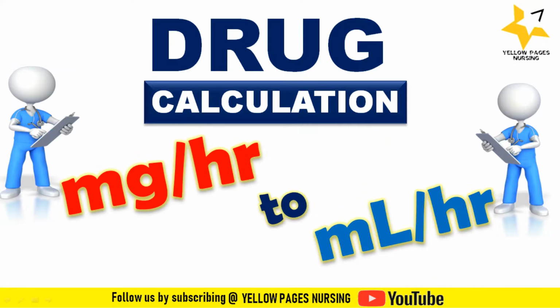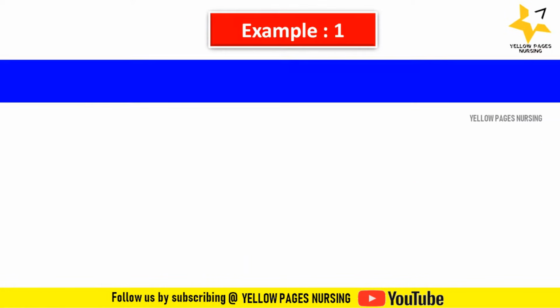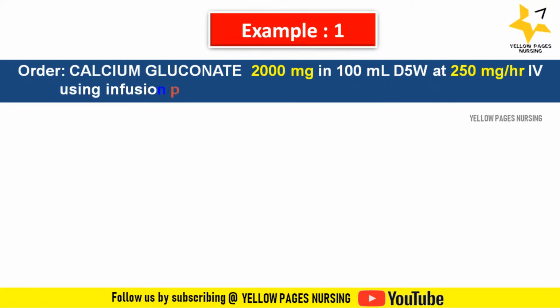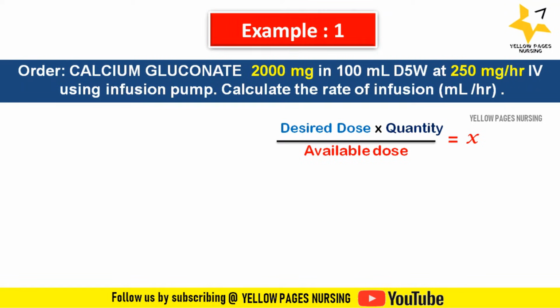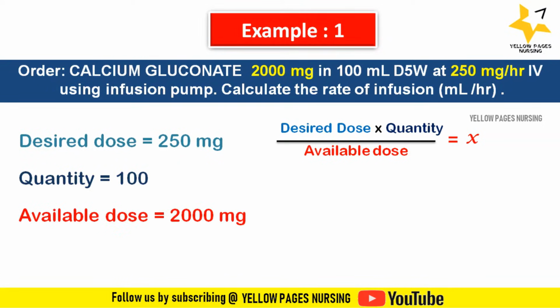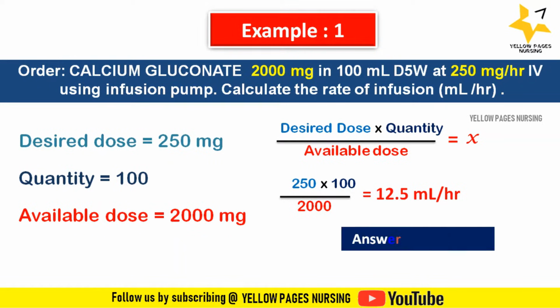Next example, to convert milligram per hour to ml per hour. Doctor's order is calcium gluconate 2000 milligram in 100 ml D5 water at 250 milligram per hour IV using infusion pump. Calculate the rate of infusion, that is ml per hour. The formula is desired dose multiplied by quantity divided by available dose, which gives X. Here the desired dose is 250 milligram, quantity is 100, available dose is 2000 milligram. Applying all in the formula, we get 250 multiplied by 100 divided by 2000, which gives 12.5, and hence we set 12.5 ml per hour in the infusion pump.